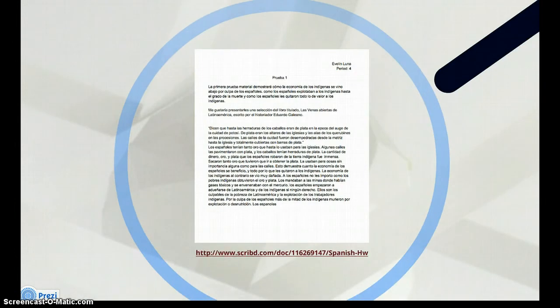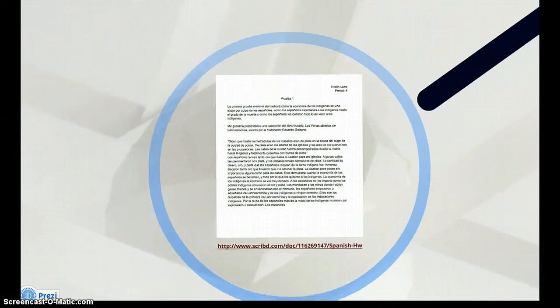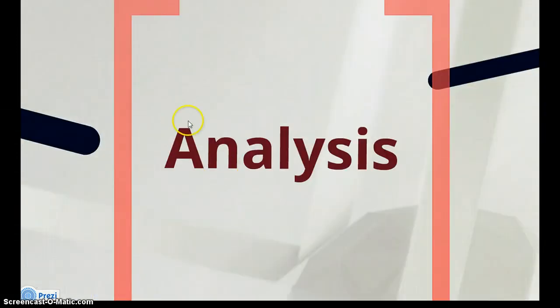Lastly, I wrote a trial for my Spanish class. I had to prove my point and defend the indigenous people against the Spanish. Here I use quotes to show how the indigenous people were innocent. The second strategy that I use is analysis.